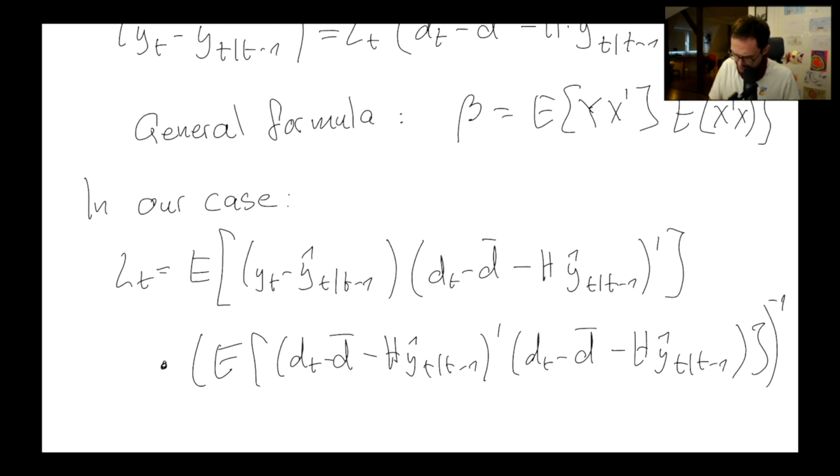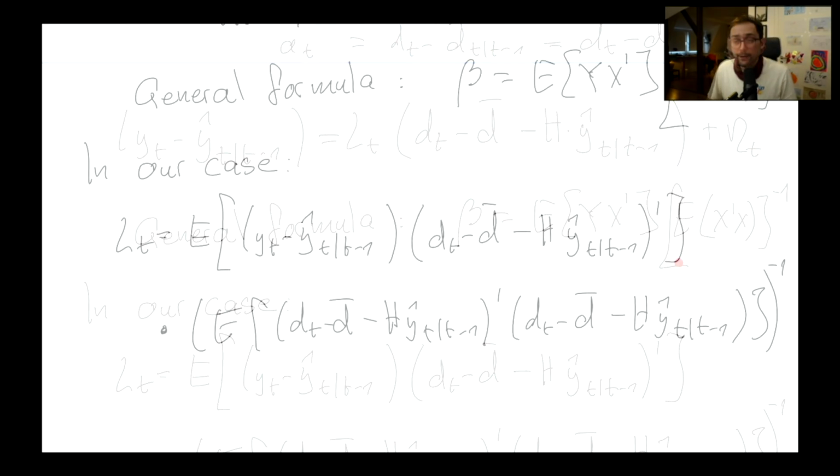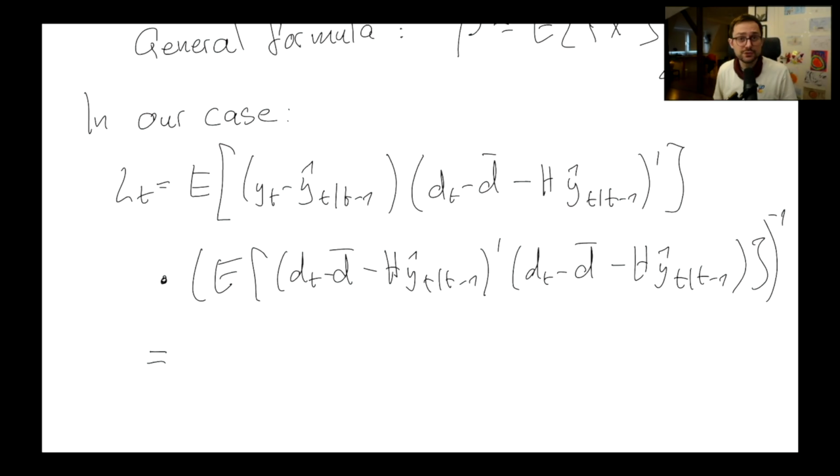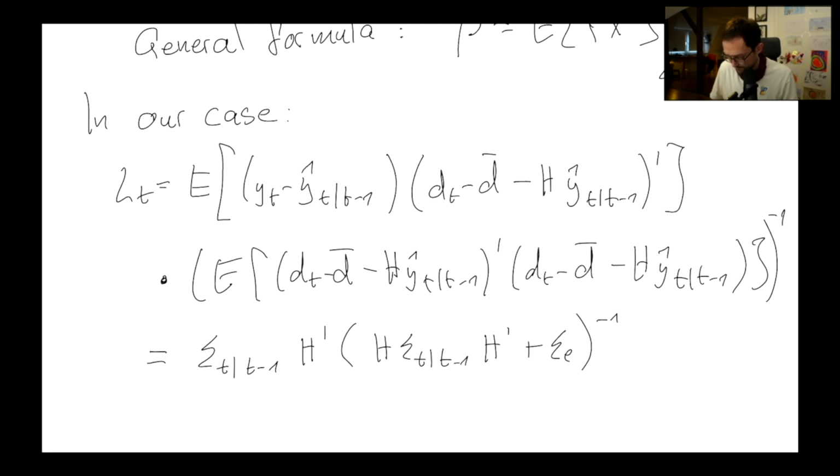So sorry, I had a mistake here. The expectation, it's the inverse of that expectation up here. Okay, now let's combine terms, make use of notation and rearrange a little bit. I'm not going to do all the algebra here, but we can re-express this equation in terms of our variance matrix Sigma t given t minus 1 H prime, H Sigma t minus 1 H prime plus Sigma e, the inverse of that guy.